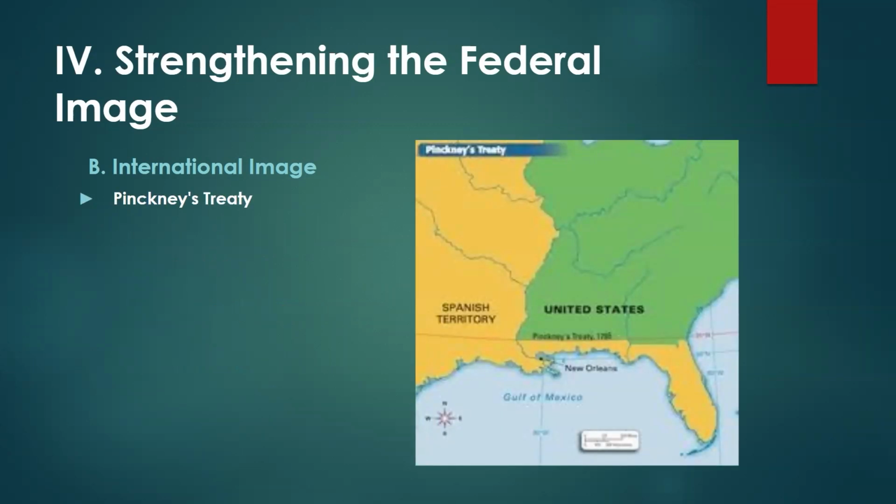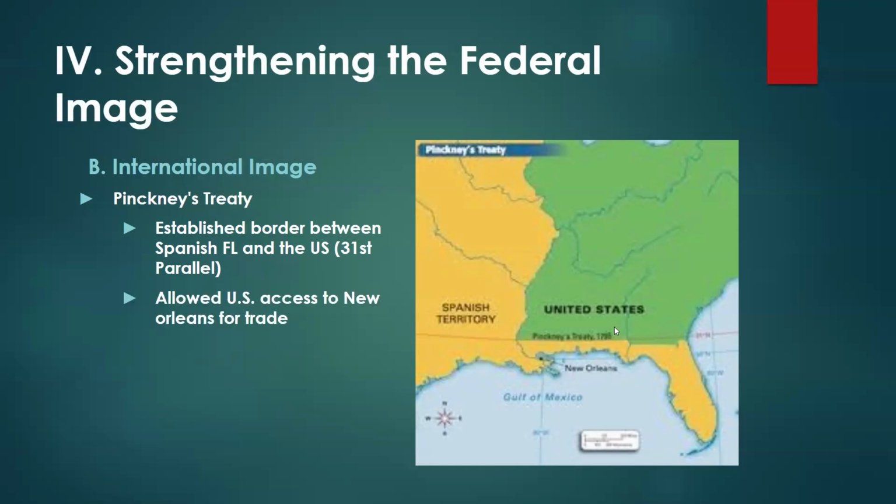And under Pinckney's Treaty, the U.S. and Spain resolved a lot of the concerns they'd been having. This treaty established a firm border between Spanish Florida and the U.S. I don't care that you know it's at the 31st parallel. I just want you to see that under Pinckney's Treaty, there was a firm border established.